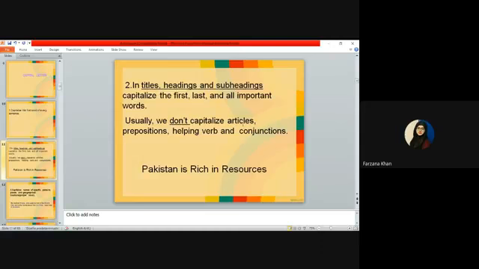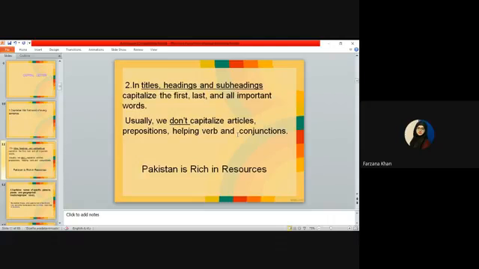If your heading is going to start with a preposition, then definitely you will need to capitalize the first letter. Similarly, you will capitalize the first letter of a helping verb and conjunction if your heading, title, or subheading is going to start with these words. Otherwise, you won't capitalize the first letter of these words. The rest of the parts of speech need to be capitalized when they are part of the title, heading, or subheading.